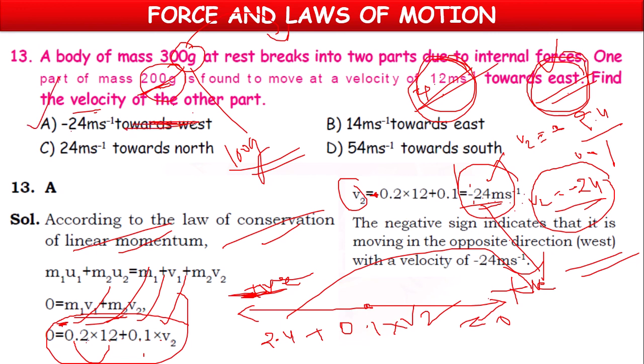Actually, when we mention minus here, we should not mention the word west. If there is no minus, we have to mention the word towards west. So option A is correct, children.